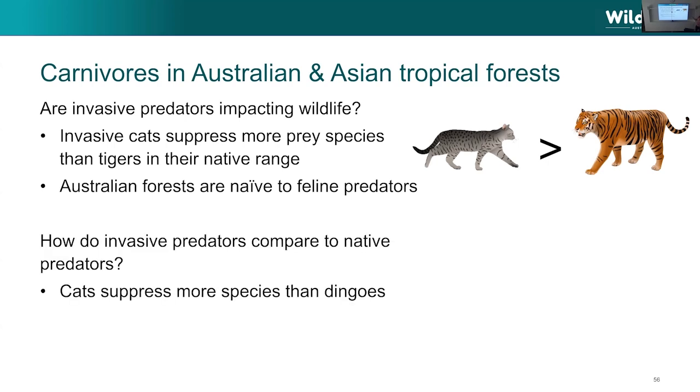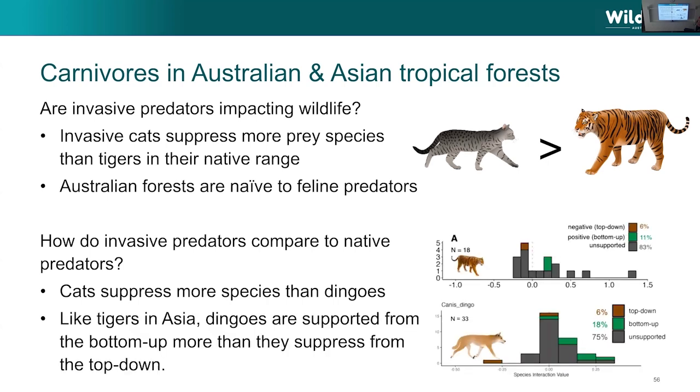So as far as invasive predators versus native predators, cats clearly suppress more species than dingoes do. And it's really interesting when we line up the effects of dingoes and tigers, that both of these large carnivores are far more supported from the bottom up than they are from the top down.